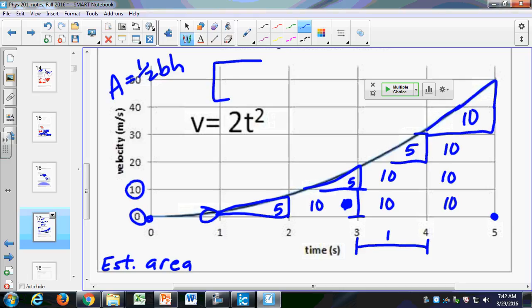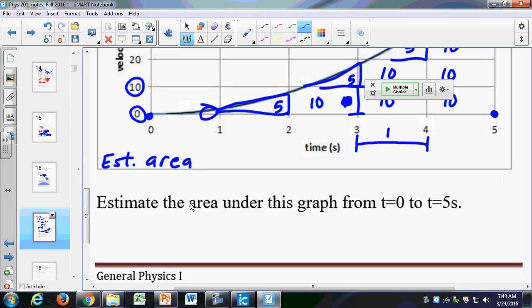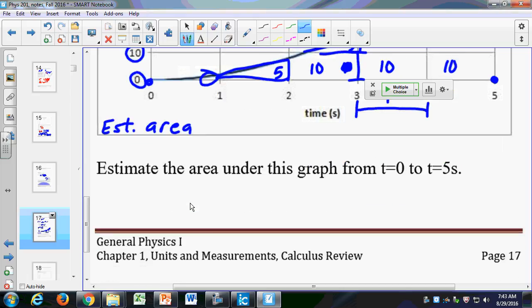If you think about a square, its area is base times height. A triangle is 1/2 that value. Don't sweat it if you don't remember that right now. It'll come back in chapter 2, and we'll have to do it again. Okay, so the area under this graph from t equals 0 to 5 is 85 units.